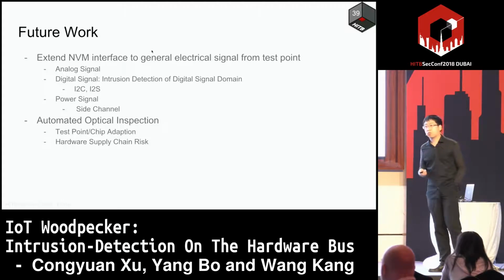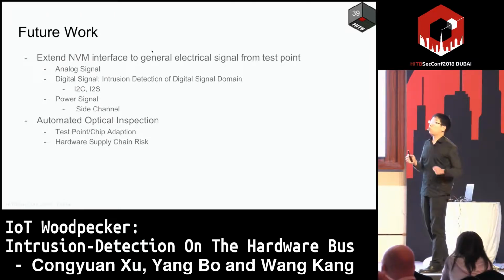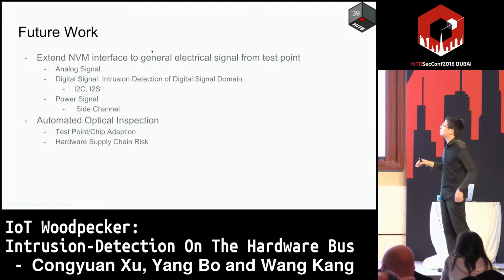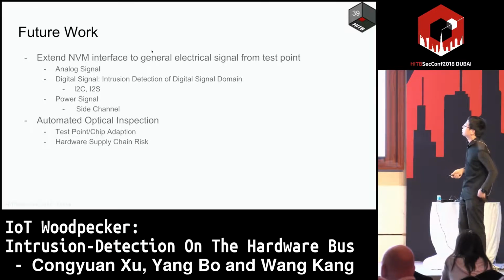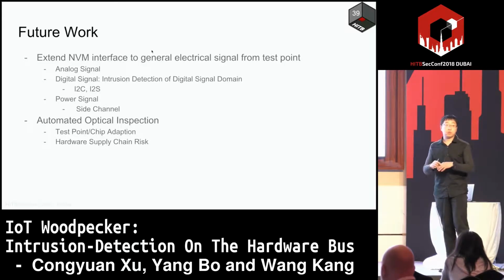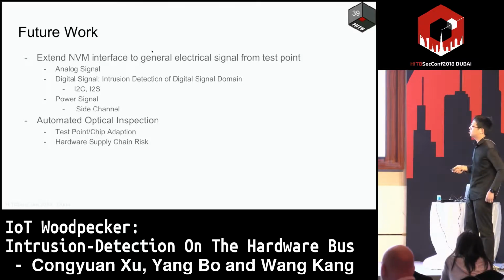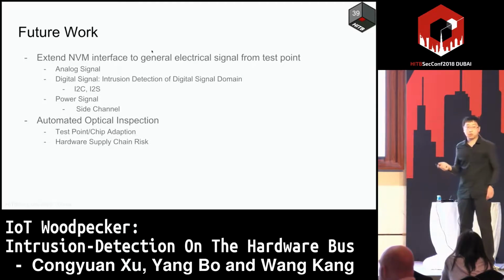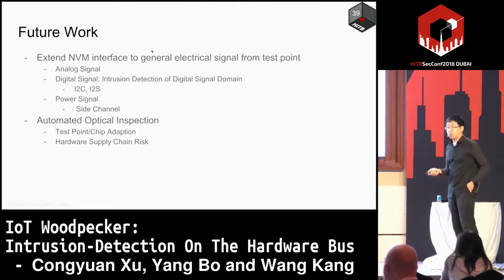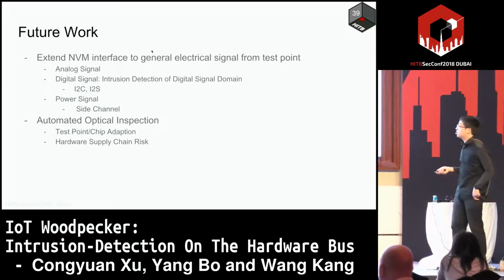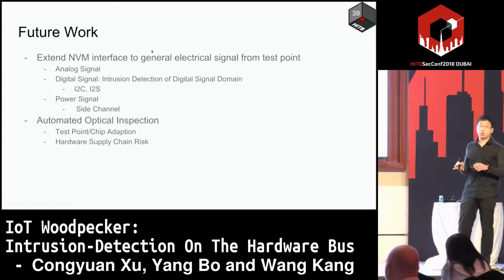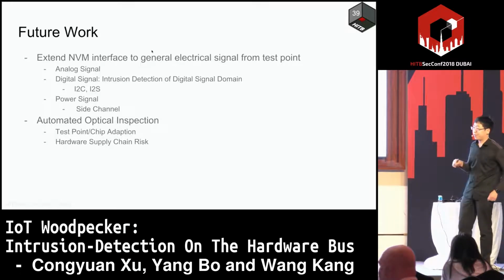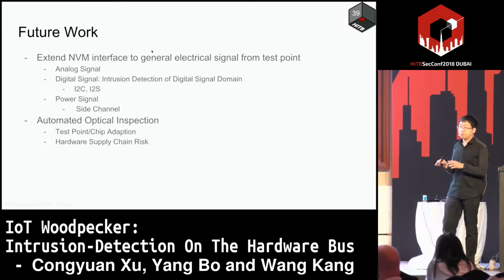Okay, here's the future work part. We're basically monitoring the non-volatile memory interface. We can extend such an interface to general electric signals from the test points or from the printed circuit board inside the device. Maybe analog signals, maybe some other digital signals like I2C, I2S, or UART. And we can also monitor the power signal using a channel on the power line. We can monitor some calculation characteristics in the CPU.